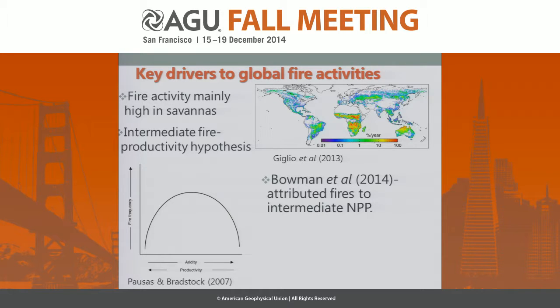And a number of researchers have tried to look into this, and they link fire activities within the globe to the intermediate fire productivity hypothesis, whereby you see there is a hump-shaped relationship where at both extremes, the very arid and very low productivity, the fires reduce because there is no biomass to burn. And within the very high productivity, less aridity, we have enough biomass, but we don't have the favorable conditions for it to burn. And there's a recent paper that came out just this year attributing fires to intermediate fire productivity.